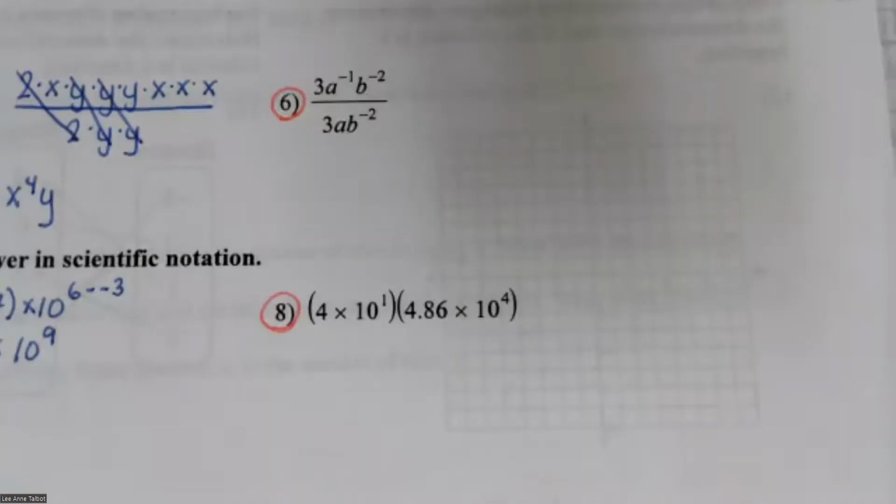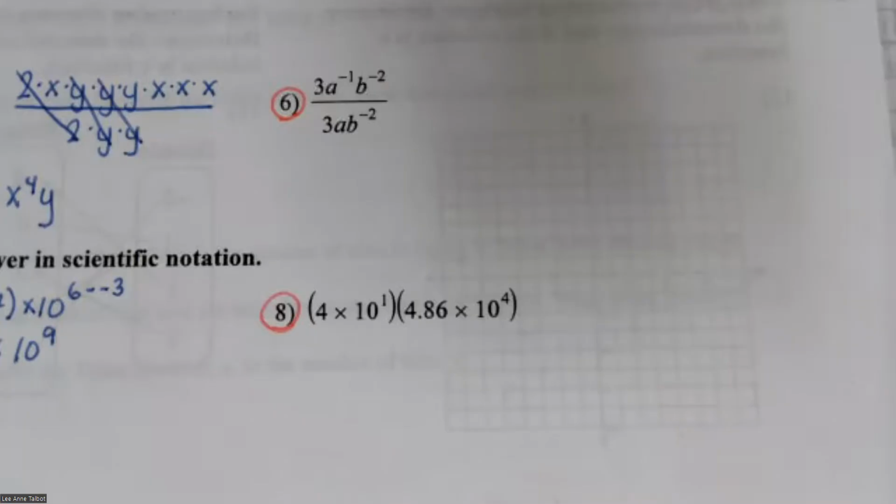You think about number 6. So the first thing I want to mention is, do you guys see that b to the -2 is on the top and b to the -2 is on the bottom? Okay, what do we normally do with negative exponents?